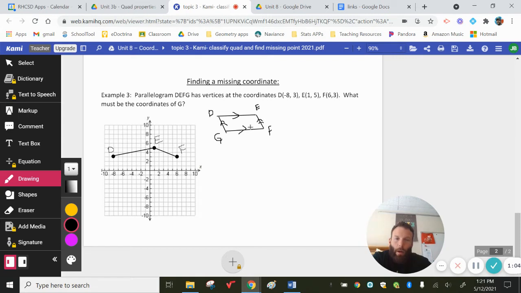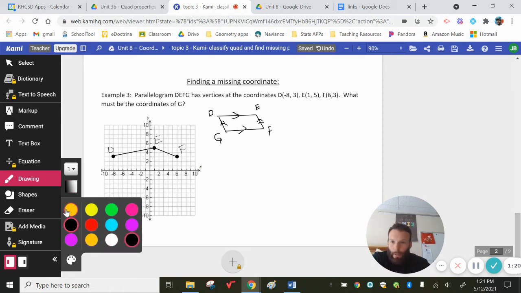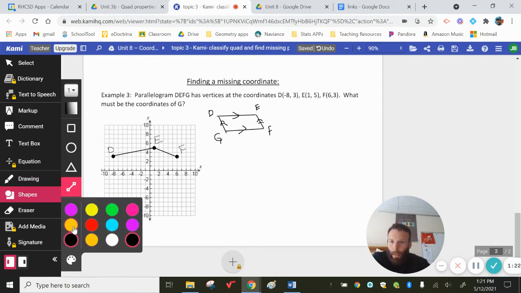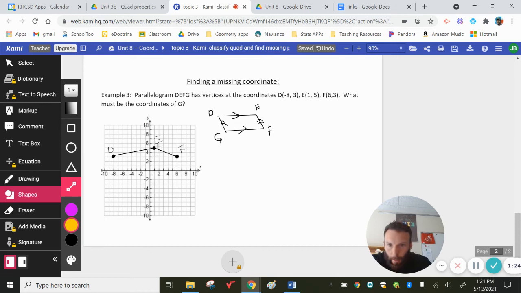Then I want to think about how I can take these parallel lines and figure out where point G would have to go. So I am going to use the idea of slope to find where the segment DG would have to be. So if I go back here, let me draw a line that goes from point F to point E.